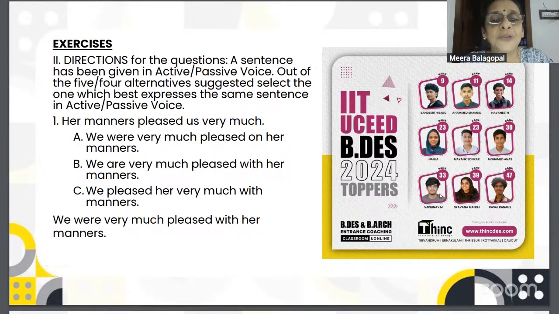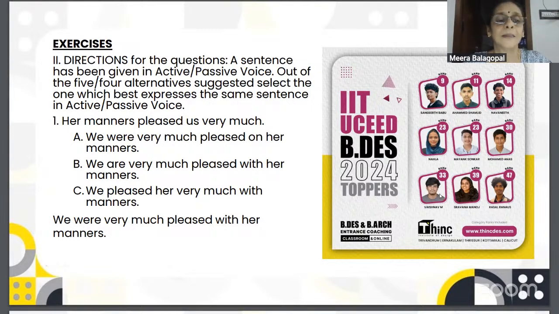We were very much pleased on her manners. We are very much pleased with her manners. We pleased her very much with manners. We were very much pleased with her manners. So which might be the answer? Her manners pleased us very much.